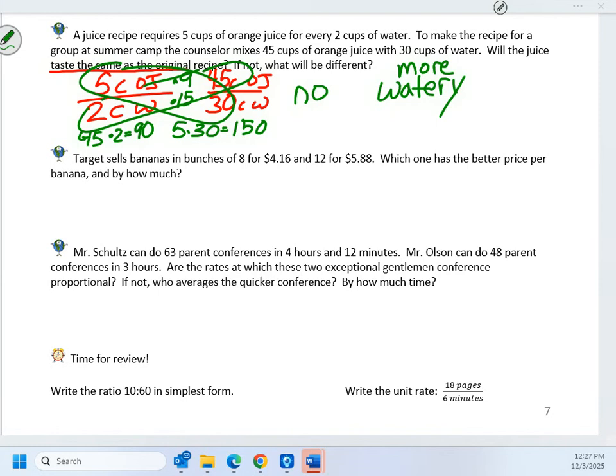Yeah, find the unit rate. Well, if we know 8 bananas is $4.16, how much is 1 banana at that rate? How much is 1 banana if 12 costs $5.88? Bring it down, put the banana on the bottom and bring it down to a unit rate of 1 banana. How much is it gonna cost? Figure out which one's cheaper.